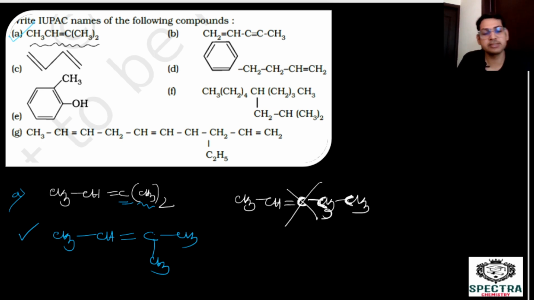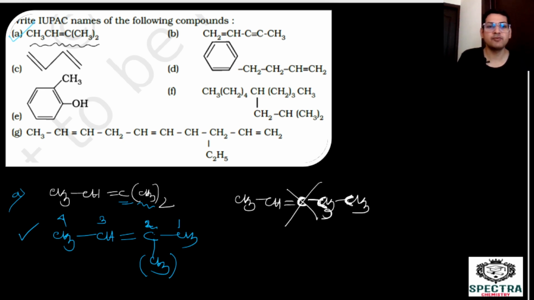Now first you have to understand how to number in such a way that the double bond gets the lowest locant number. Sir, I can go this way or the opposite way, but why have I taken this one? Because if I go this way, then at carbon number 2 I am getting my methyl substituent, and the substituent also should get the lowest locant number.